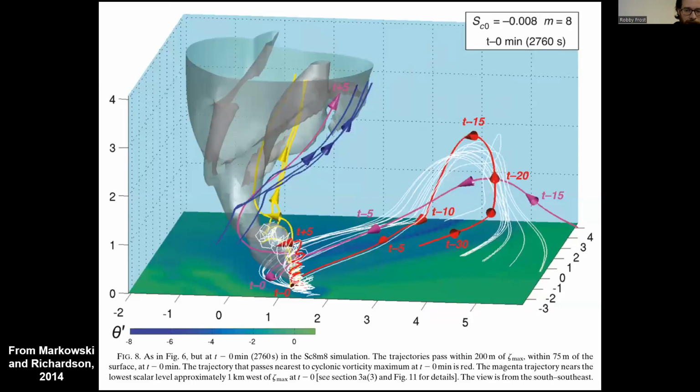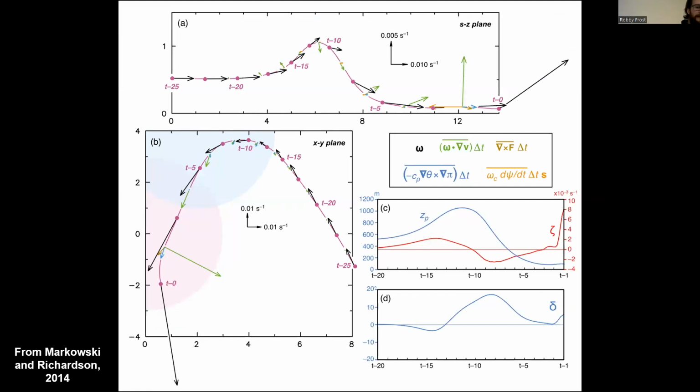And then finally, we get to sort of our tornado genesis time. And again, you can see that these parcel trajectories are kind of maybe starting from the inflow, but going up and over the outflow boundary, descending, and then getting amplified by the updraft and then becoming a part of the tornado. So this is a different view of what's going on with that, and kind of following a single parcel trajectory.